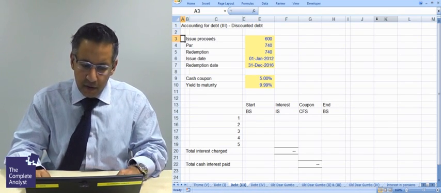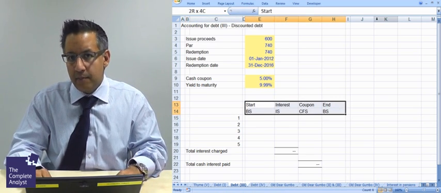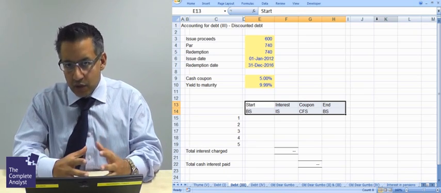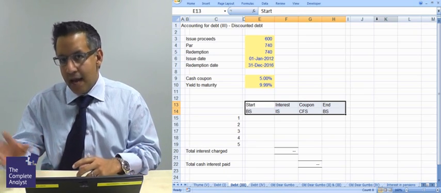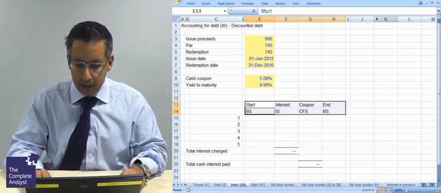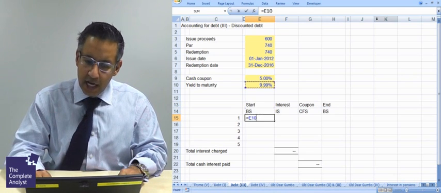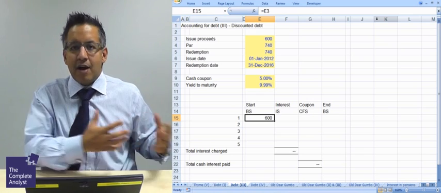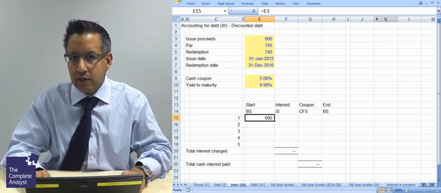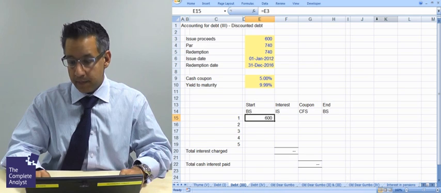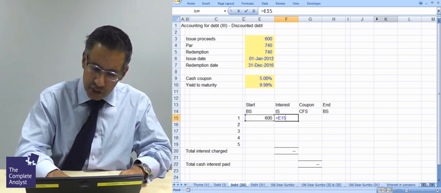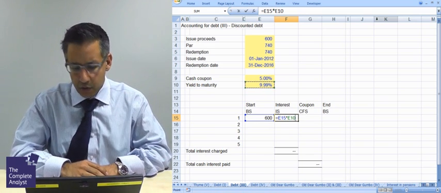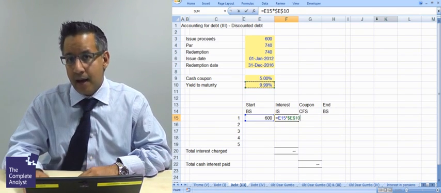So, following through the same mechanic as we did in the previous example, we've got 4 columns. We've got balance sheet at the beginning of the year, what's the interest charge, what cash will we pay, and what will the year-end figure be. So again, same as before, the issue proceeds, 600, cash comes into my balance sheet, I recognise a liability. Liability goes into this calculation as 600.